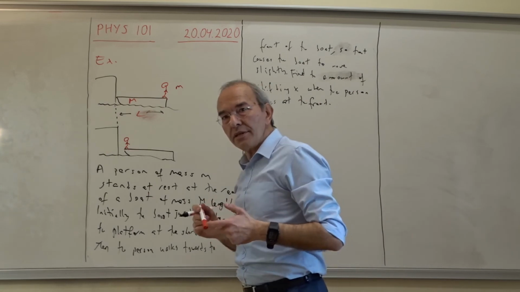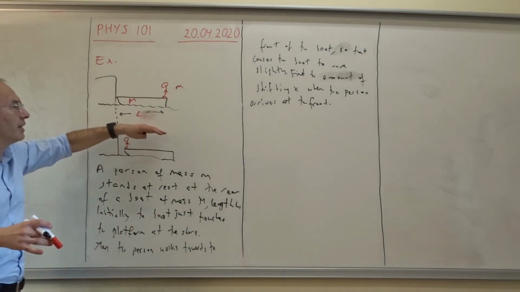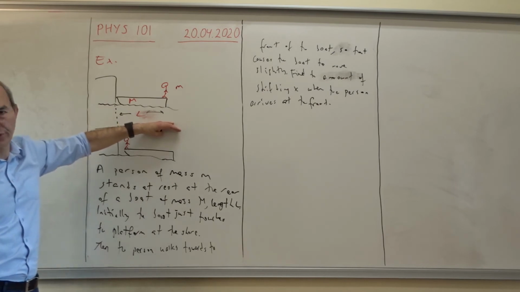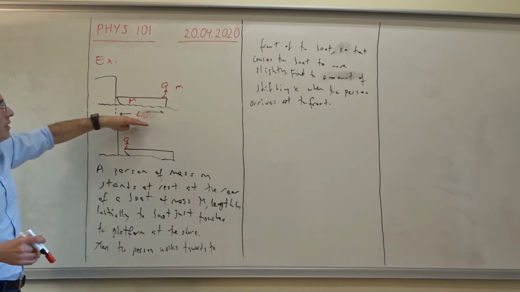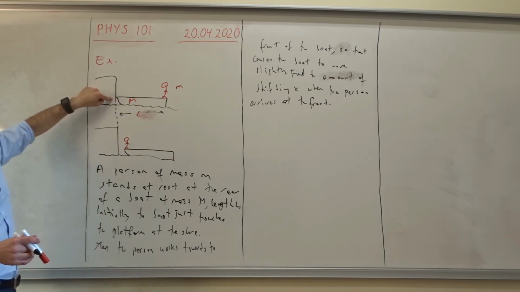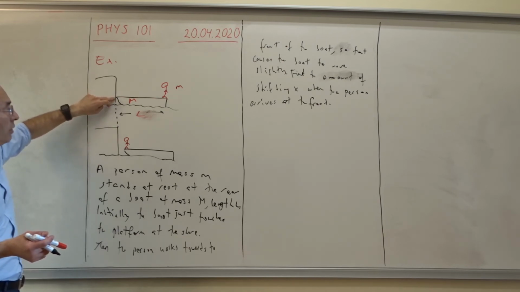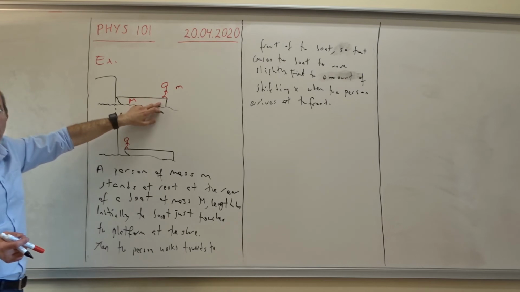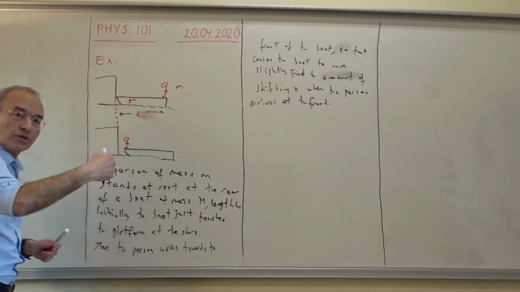In other words, the problem says this is the initial situation. In a lake, for instance, still water. We need all kinds of waves, etc. In still water, this boat is just touching the quay, the platform at the shore. So this person, initially at the back, now walks to the left towards the front of the boat.